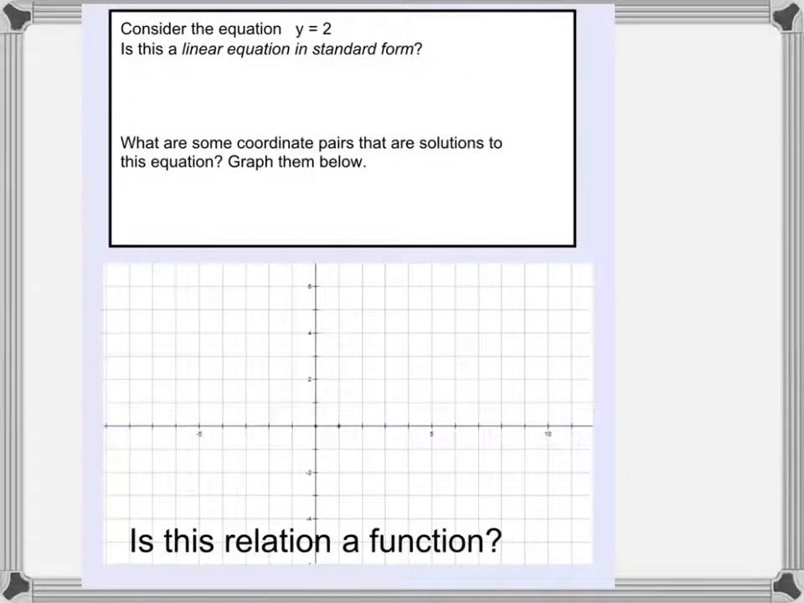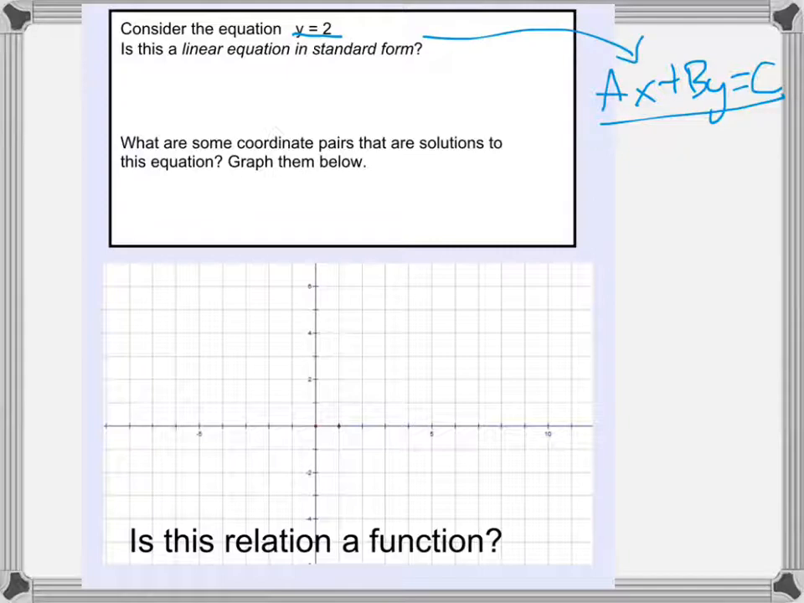Okay, if we look at the equation y equals 2, we can ask ourselves: is this a linear equation in standard form? Remember, that means the equation is in the form ax plus by equals c, where a and b can't both be 0 at the same time. So can I force this equation into this form?